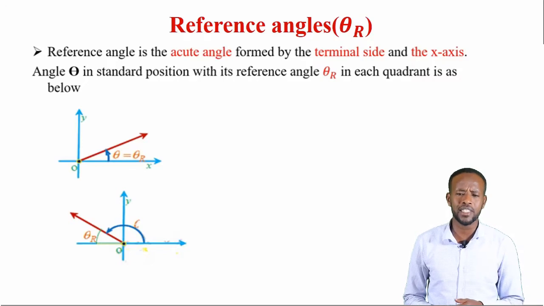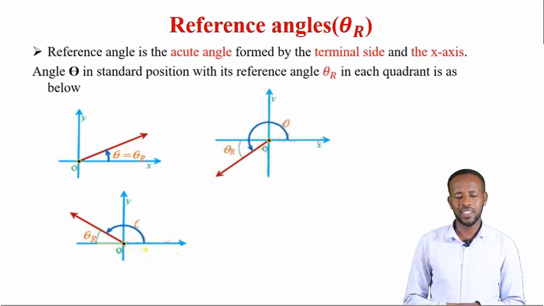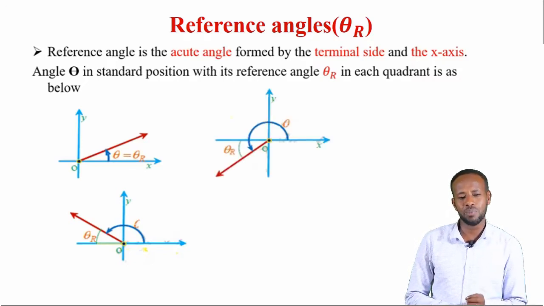What about when the angle is in the third quadrant? In quadrant 3, the reference angle is this small part, the green part. Theta is above 180 degrees and less than 270 degrees, so where is it? In the third quadrant.